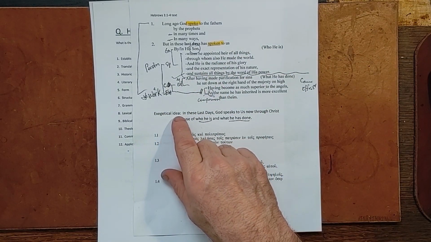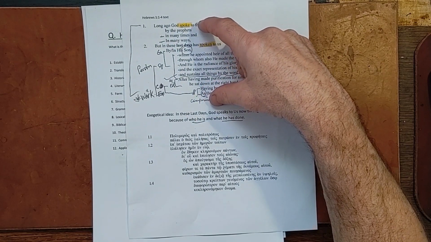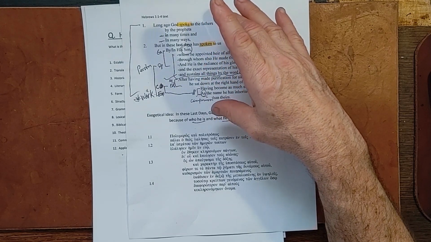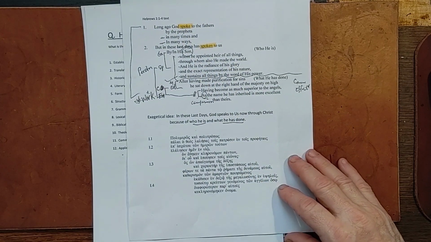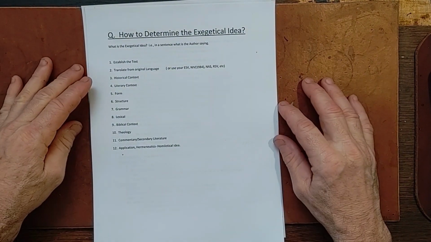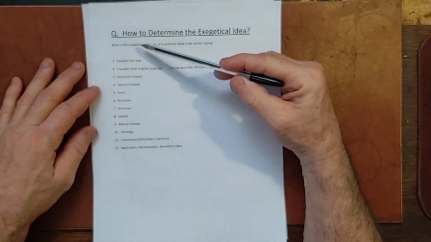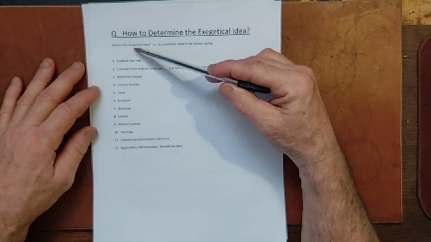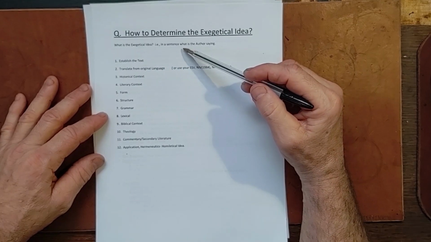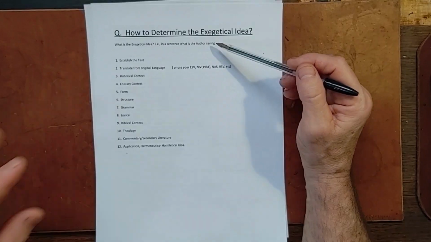Determining the exegetical idea is a result of making a relationship between the sentences of a particular text from the Bible. Okay, so how do I do that? Essentially, you have to begin by first asking, what is the exegetical idea? What do I mean by the exegetical idea? It is a sentence stating what the author is saying.